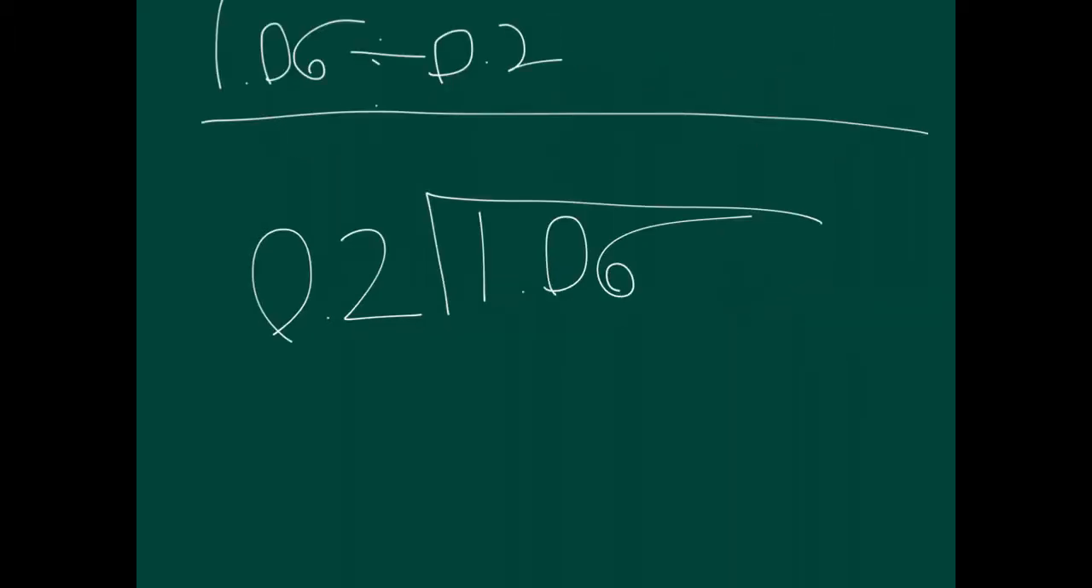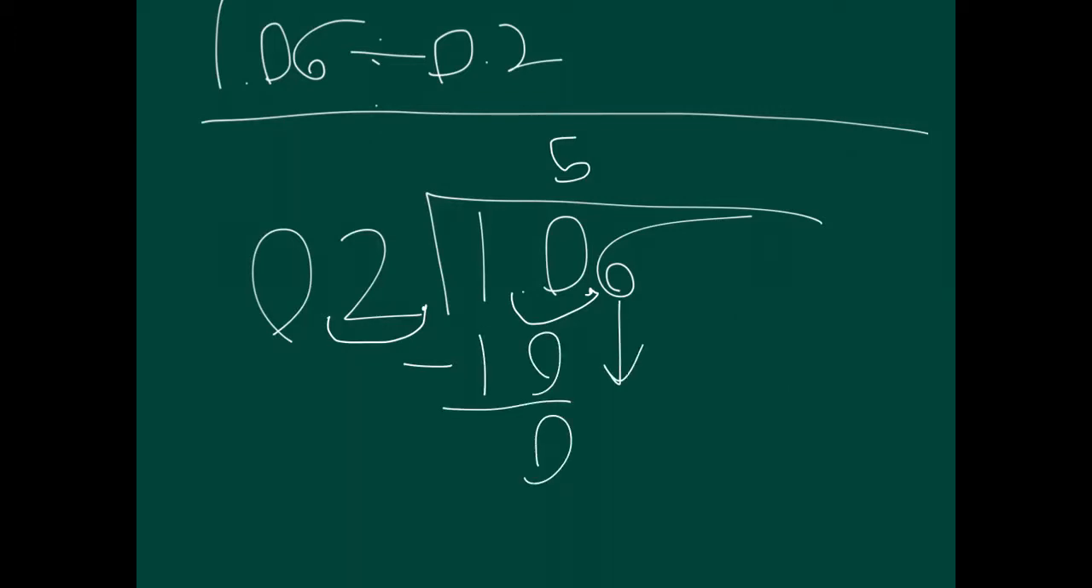1.06 divided by 0.2. First, you have to move the decimal to the side. But what you do to the divisor, you have to do to the dividend. And then you have to move that to the side once too. That way you have 2 divided by 10.6. Now, since you can't do 1 divided by 2, but you can do 10 divided by 2, which equals 5. And then you subtract 10, 0, drop the 6, and put your decimal up there.